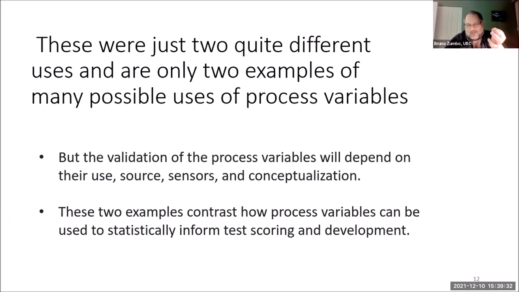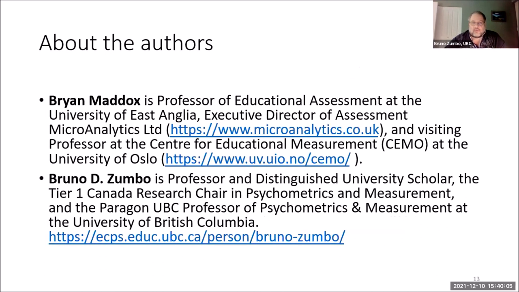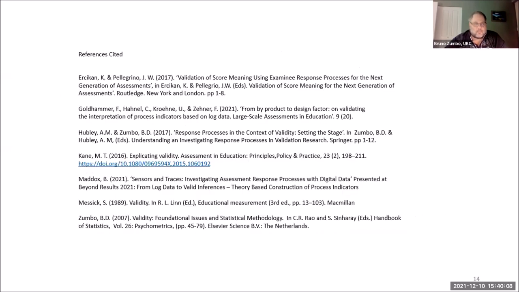The examples that we're using here are really to help us wrestle some kernels of truth in these two examples and in linking them to the definitions and the theories that Bryan presented. The validation of the process variables will depend on their use, their source, the sensors, and their conceptualization. These two examples contrast how process variables can be used to statistically inform. There are other ways of doing this, but we're focusing on statistically informing test scoring and development. And that's it for us, unless Vahid or Bryan had anything to add, I'm now done at this end.